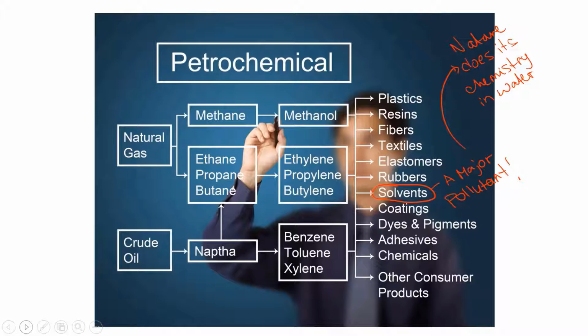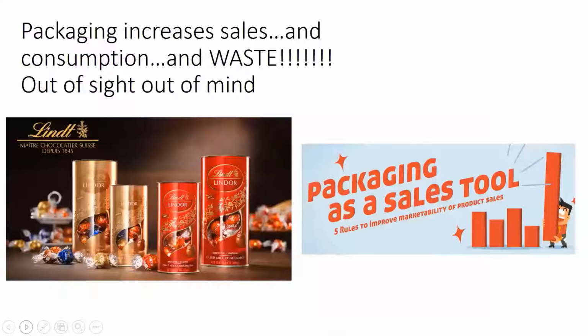Coatings, dyes, pigments, adhesives, chemicals, and other consumer products are all petrochemicals based. So we have to shift the way we design our materials and make our materials and resources in biological ways, so that we have to stop our dependency on these materials.